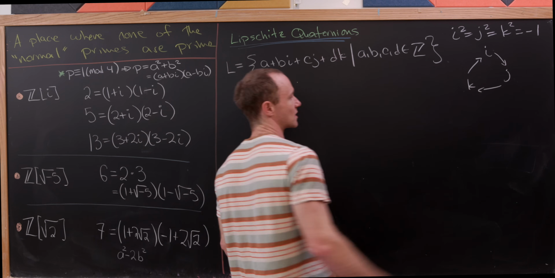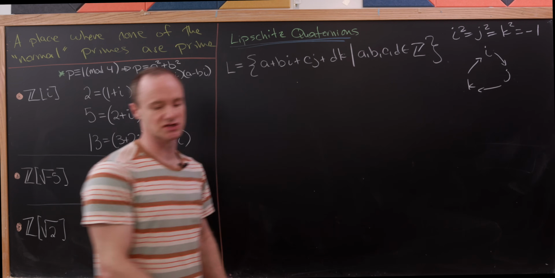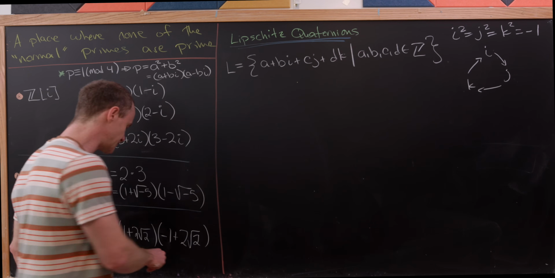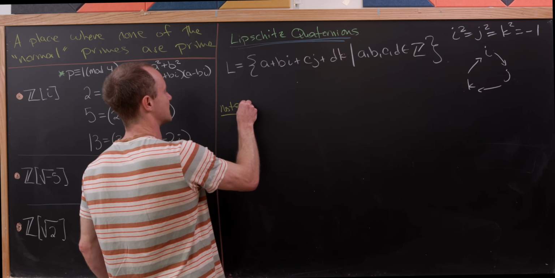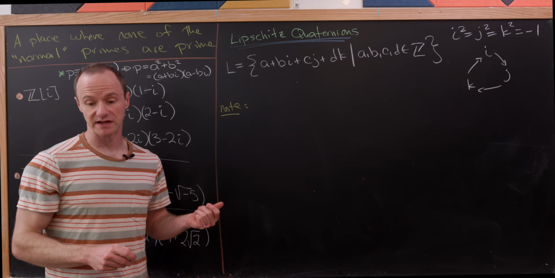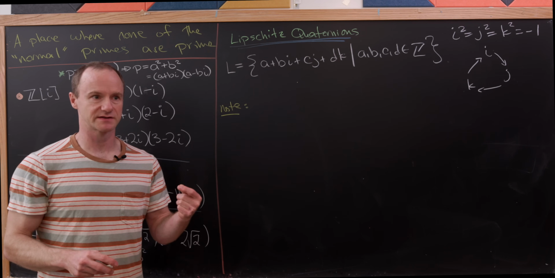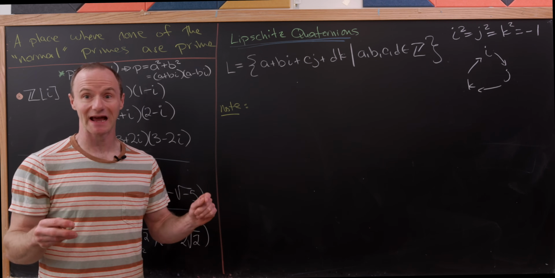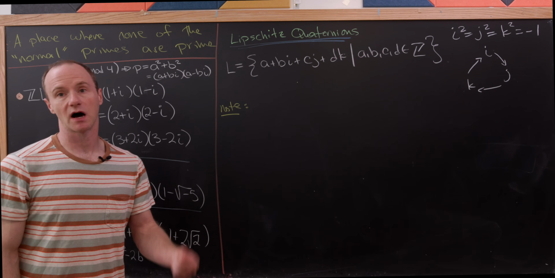So in other words, i times k, since it's reversed the arrows, is minus j. Now I'd like to observe the following, and that is that there's a notion of a conjugate within these quaternions that allows you to multiply a quaternion by some sort of obvious thing connected to it that will give you a positive real number, or I should say a non-negative real number.